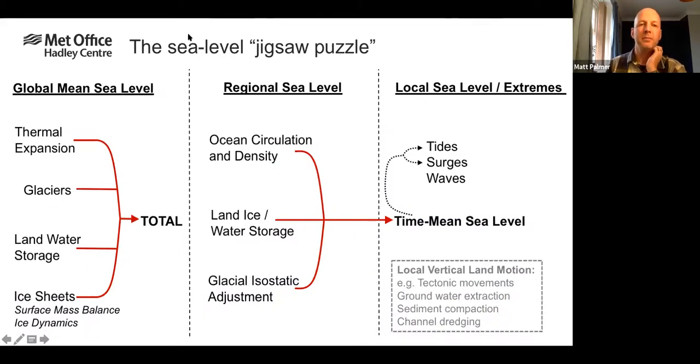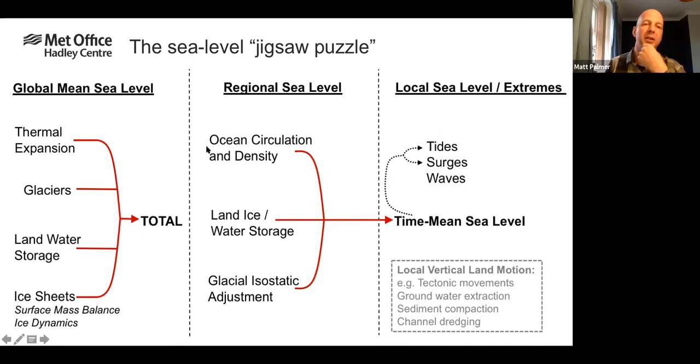So some of you will probably be familiar with this kind of idea, but really what I'm trying to present here is a conceptual picture of how I see the different drivers of sea level fitting together. And I affectionately call this the jigsaw puzzle. Starting on the left-hand side, we have global scales. And as we move to the right, we get to increasingly local scales.